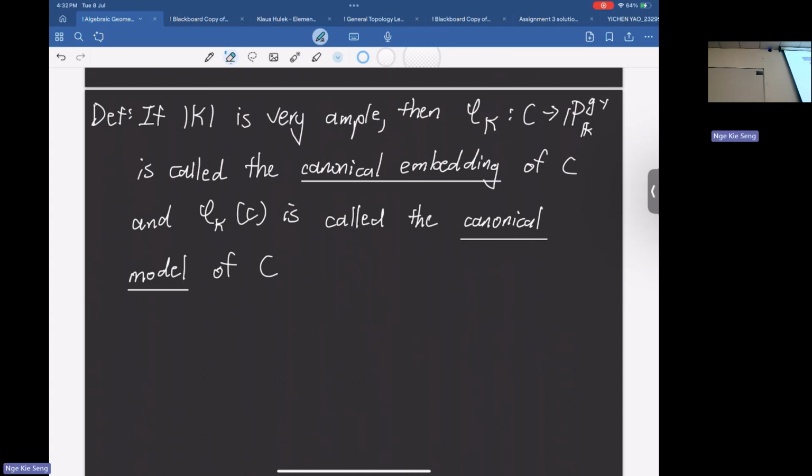For example, the circular embedding. We also embed into some projective space, but why is it that space? Can we make it smaller or not? So this kind of modeling question is the same throughout algebraic geometry. Any questions so far?